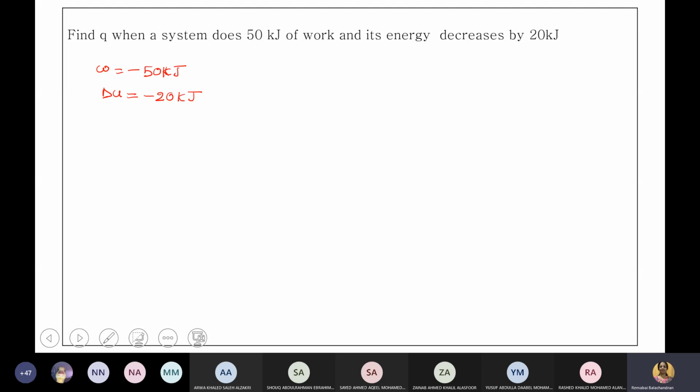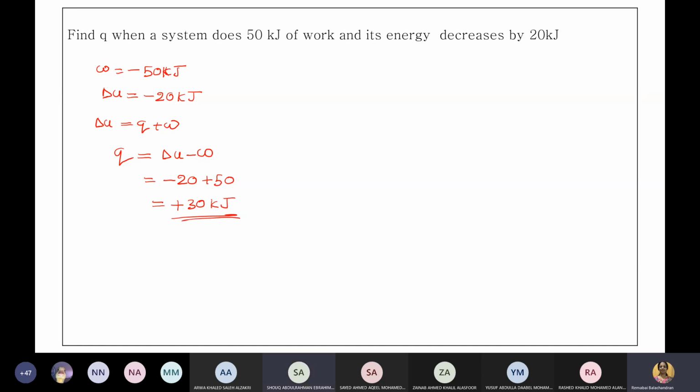Tell me now. Delta U is equal to Q plus W, so Q is equal to delta U minus W. So it is minus 20 plus 50, so it will be positive 30 kilojoule. Correct now? It's very easy, no? Please don't make mistakes in this, careless mistakes you should not make.